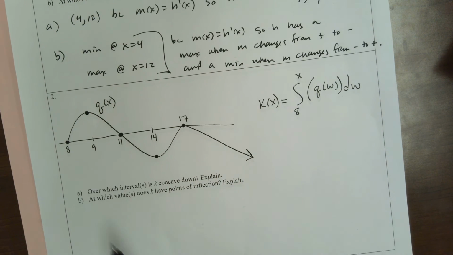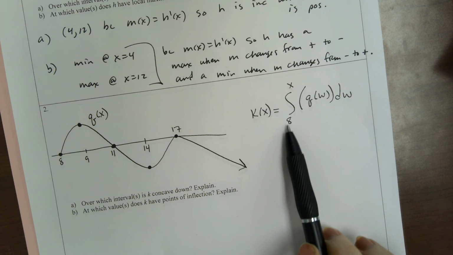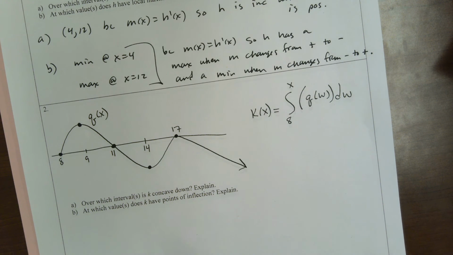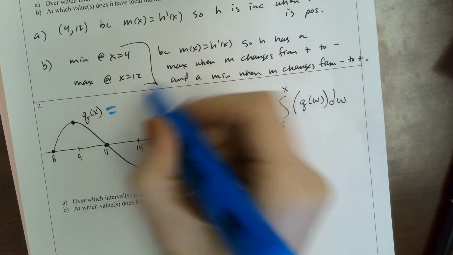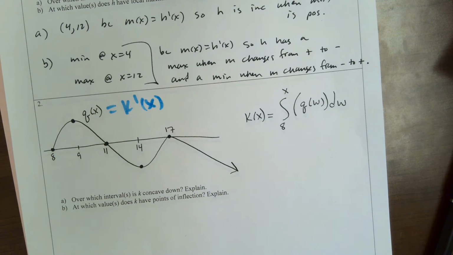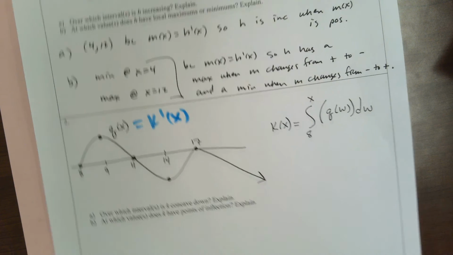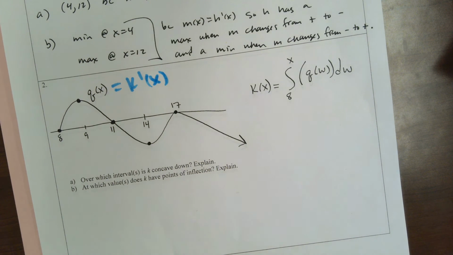Okay, now let's do this. So we got this graph of Q, and we have K of X is the integral from 8 to X of Q of W dW. So first observation is that Q is K prime of X. Right, that's the first observation. Over which intervals is K concave up or concave down? Explain. At which values does K have points of inflection?